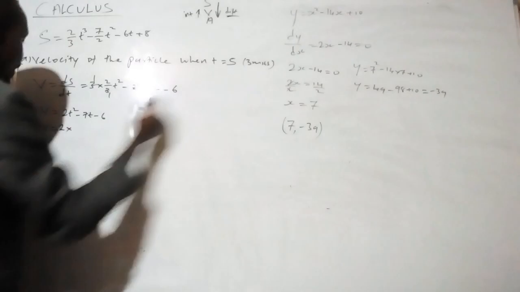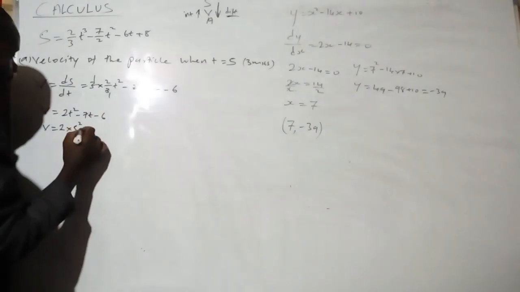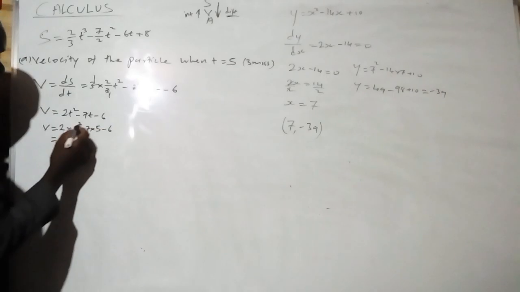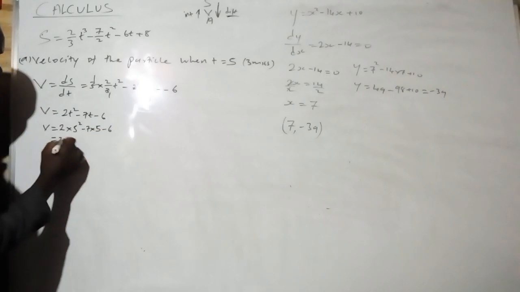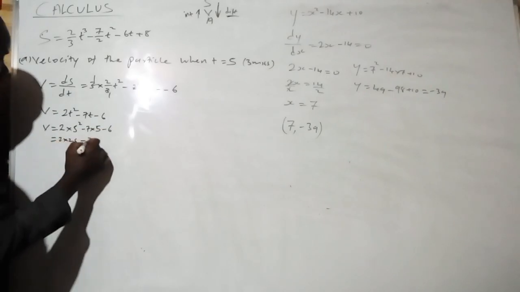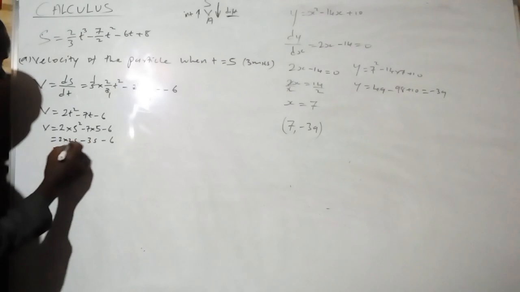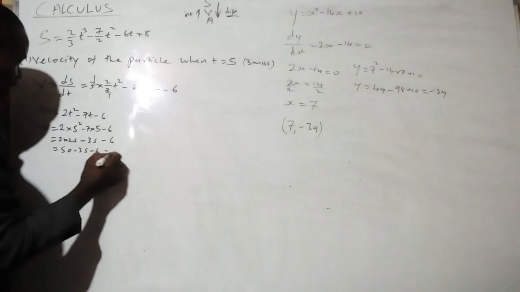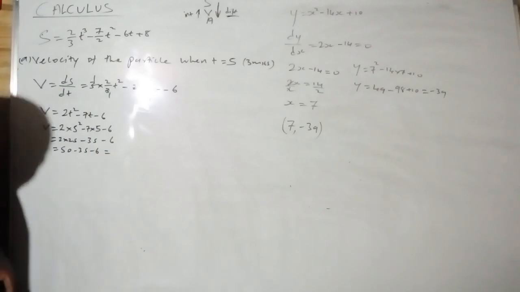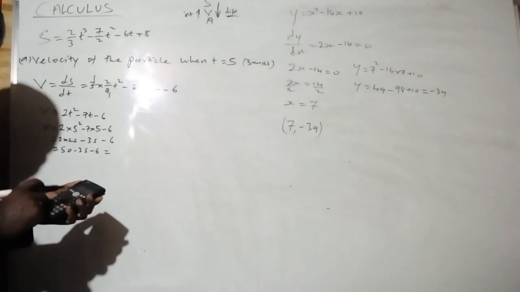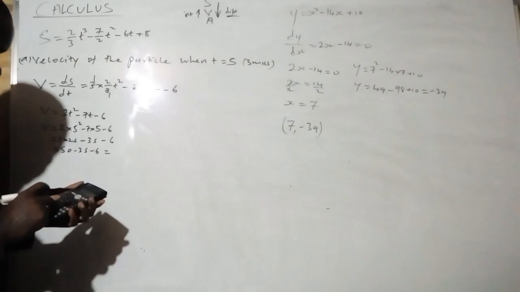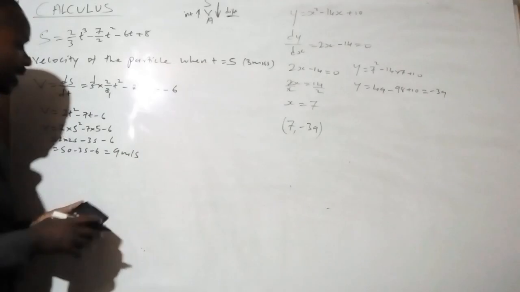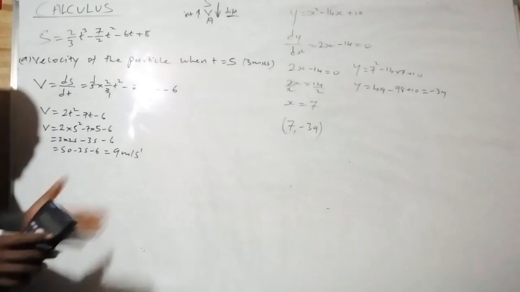5 squared minus 7 times 5 minus 6. 5 squared is 25. 2 times 25 is 50, minus 35, minus 6. 50 minus 35, minus 6, you get 9 meters per second. That is the velocity. Those are 3 marks.